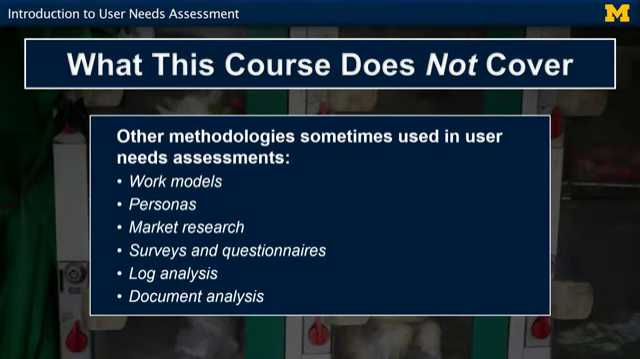In this course, we will, however, not cover certain kinds of techniques that are used by other people in user needs assessments. Within the qualitative research tradition, there are people who use work models, who construct personas of different categories of users, and who might conduct market research with focus groups and so forth. We'll also not use a variety of quantitative research methodologies that are sometimes used in user needs assessments as well, whether they're surveys and questionnaires, and analyzing logs of user usage statistics, or document analysis where you might actually look at specific documents associated with a given product.